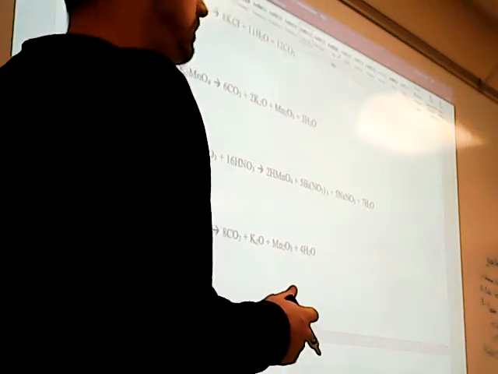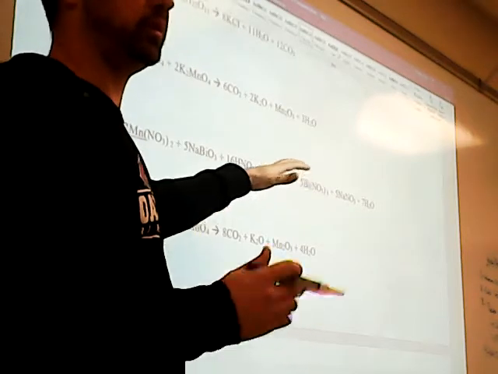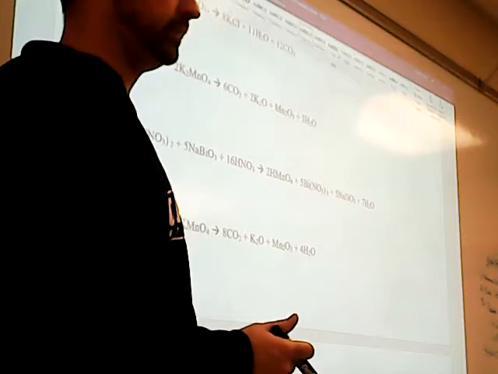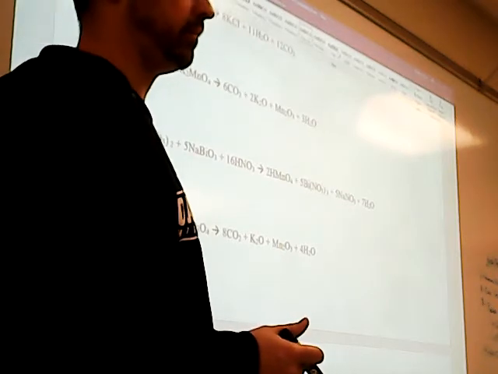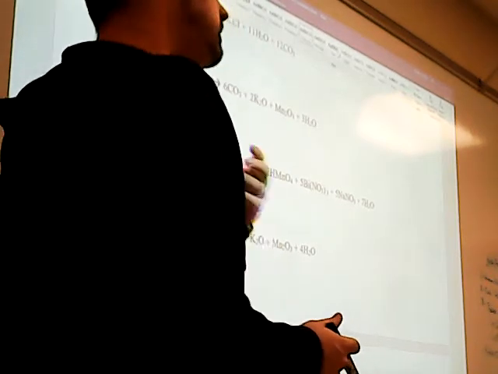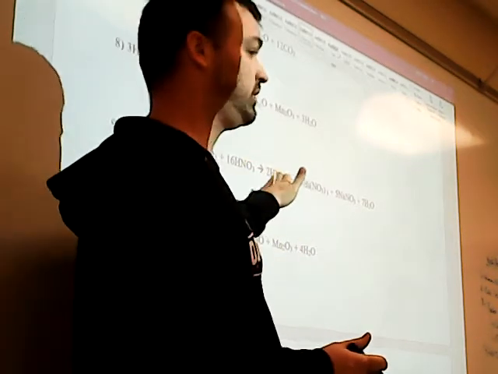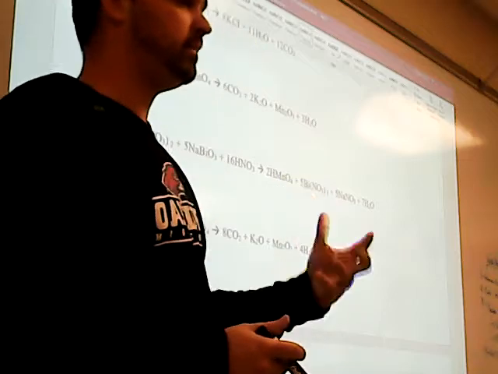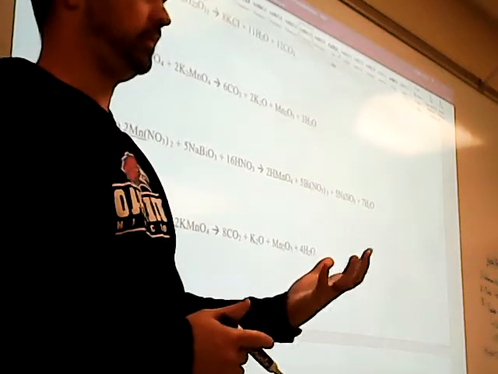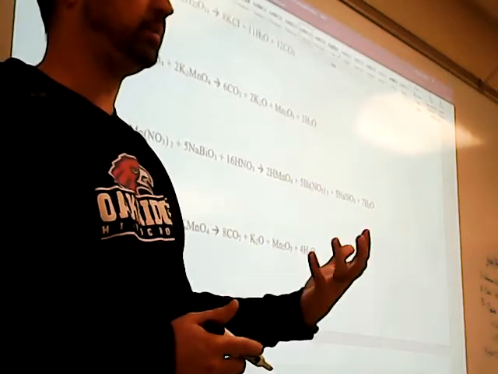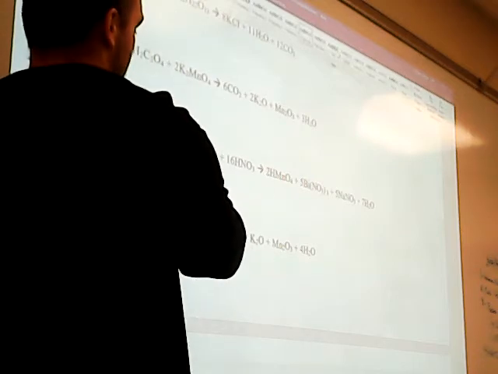So the first step is to balance if you need to balance. The good thing for you is that these are all balanced already, so you don't need to worry about that for this homework. What you do need to worry about is finding the right oxidation numbers for each one of these elements. The key to this is to find repeats. Find repeats.